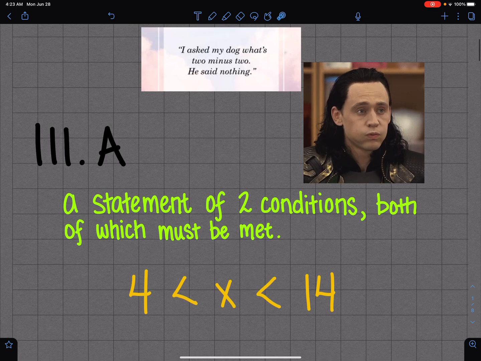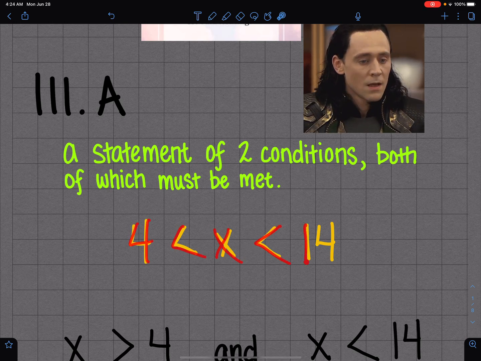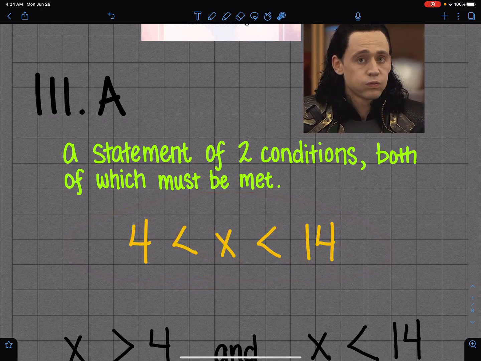Okay, all right, so let's start more on conjunctions. And you'll remember that a conjunction is a statement of two different conditions. That means two different things that have to be met. So for example, this is a conjunction right here. And so 4 is less than x and x is less than 14. And that is all together in one conjunction. It's kind of like the same thing as using a conjunction in grammar, right?